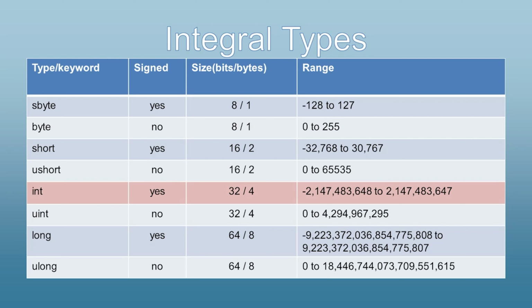is negative 2,147,483,648 as the minimum, and the maximum is 2,147,483,647. And I could go into detail about why the absolute value of the maximum is 1 less than the absolute value of the minimum. But that's kind of outside of the scope of this video.